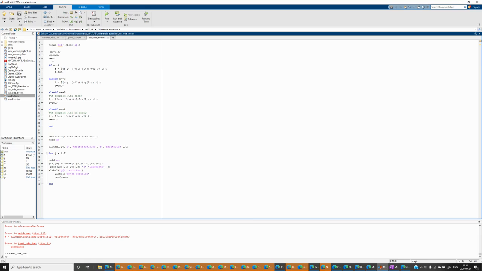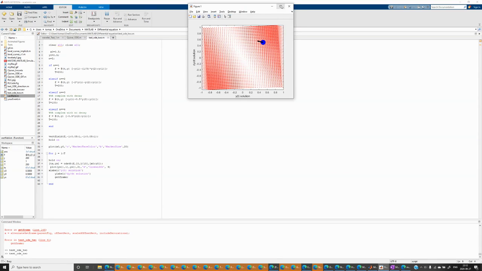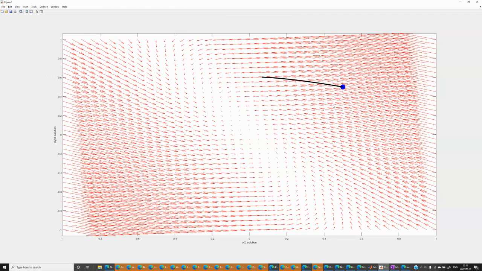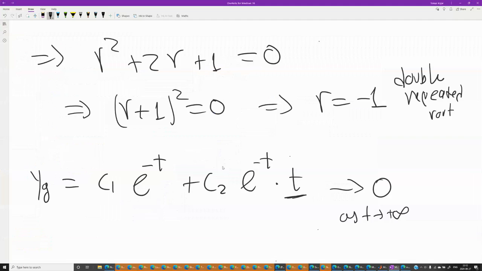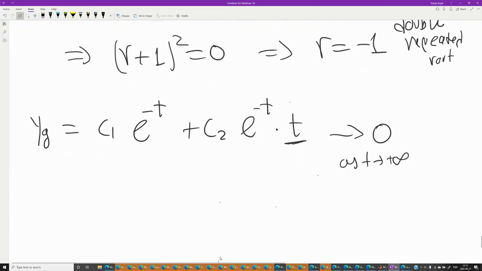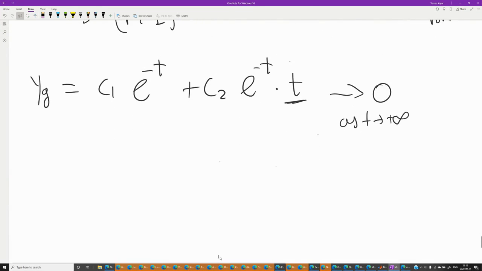Let's do a quick simulation. Okay, so it comes back, tries to escape, and hits the origin in finite time, in fact, as far as we're concerned. But yeah, it never actually hits. So sorry, it's not finite time, it's asymptotic. Okay, next.